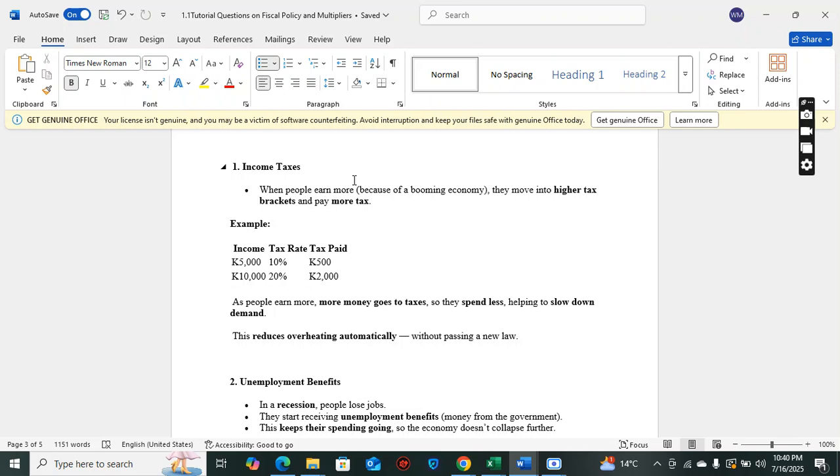Okay. So in short, government is preventing people from overspending. This automatic stabilizer is preventing people from overspending when the economy is doing well. Because as people earn more money, they'll have to pay more taxes. And the more taxes they pay, they're not going to spend as much as they can. They'll still spend, but it won't be that much. Therefore, you prevent high levels of inflation. Any questions on that?